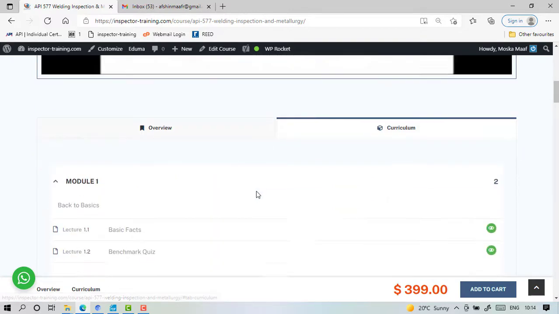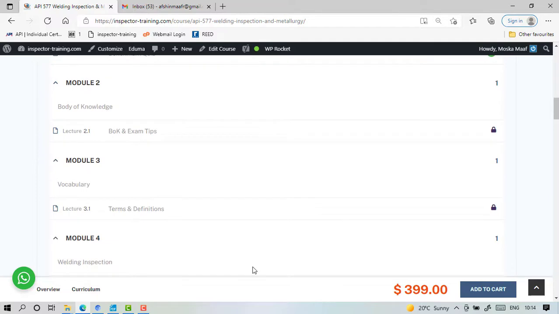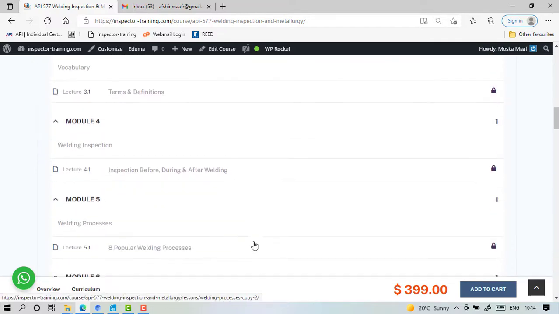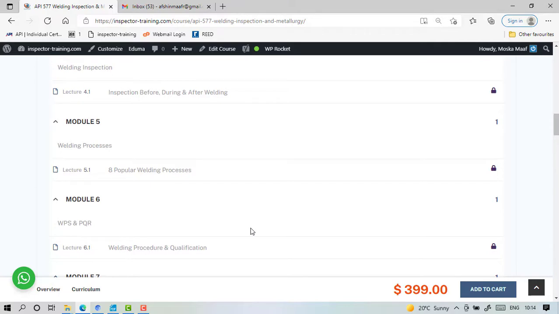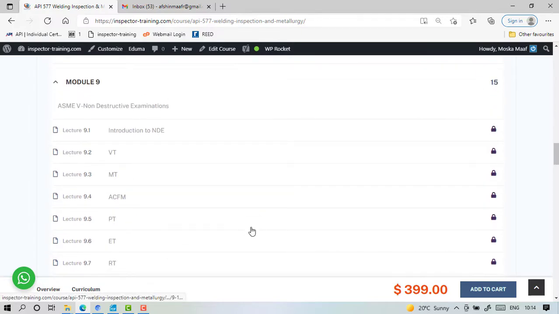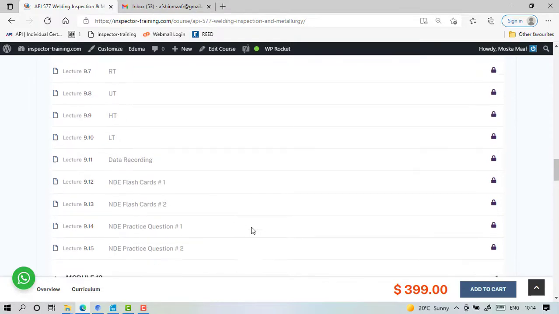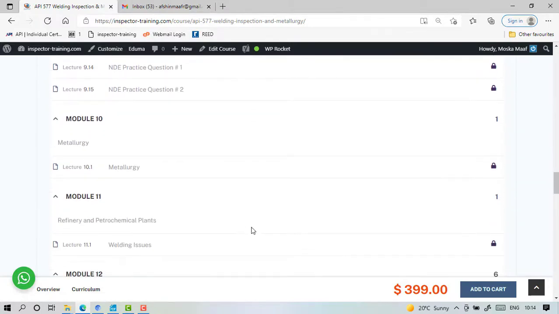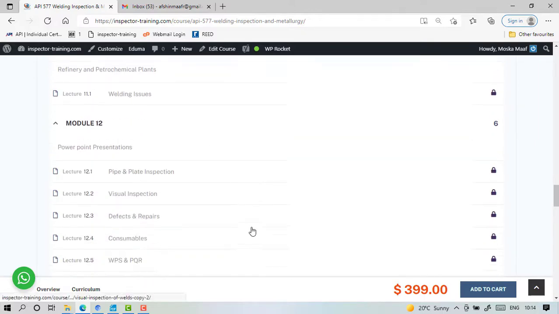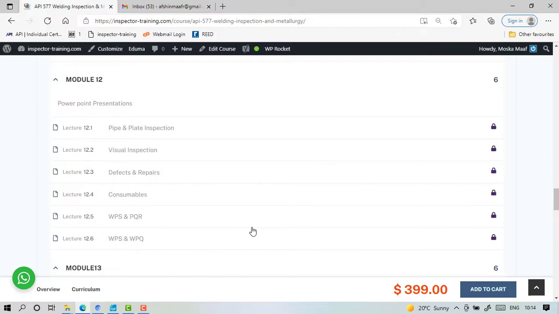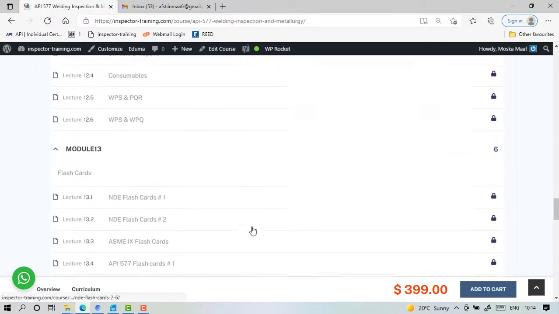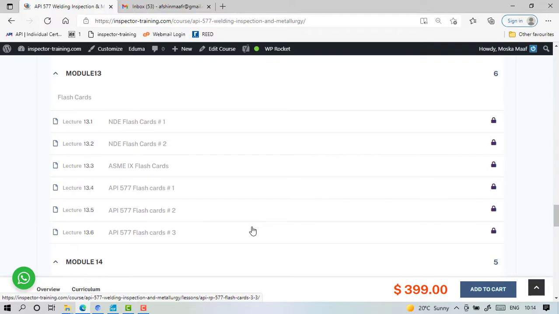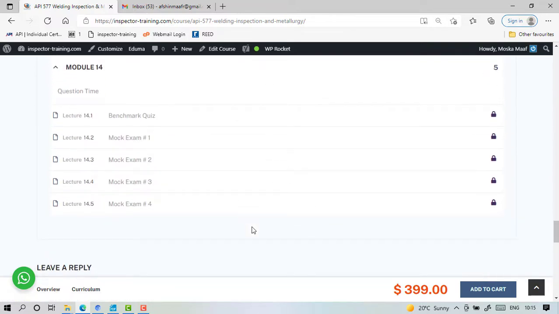It's 43 lectures and it starts with basic facts, body of knowledge, exam tips, vocabulary, inspection before, during and after welding, 8 popular welding processes, welding procedure and qualification, welding consumable, welder qualification, and a detailed NDE explanation of all the methods, with flashcards and practice questions, metallurgy, welding issues. And we have 6 sets of PowerPoint presentation on pipe plate inspection, visual inspection, defects, repairs, consumables, WPS and WPQ. And then we have 6 sets of flashcards and 4 sets of mock exam questions.